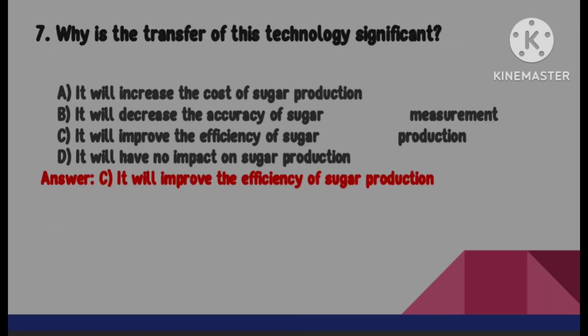And the next question is, why is the transfer of this technology significant? Option A, it will increase the cost of sugar production. Option B, it will decrease the accuracy of sugar measurement. Option C, it will improve the efficiency of sugar production. Option D, it will have no impact on sugar production. And the right answer is option C. It will improve the efficiency of sugar production.